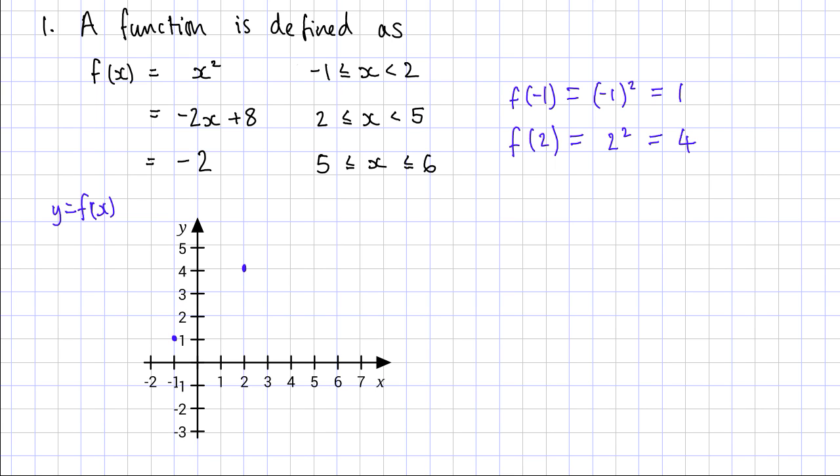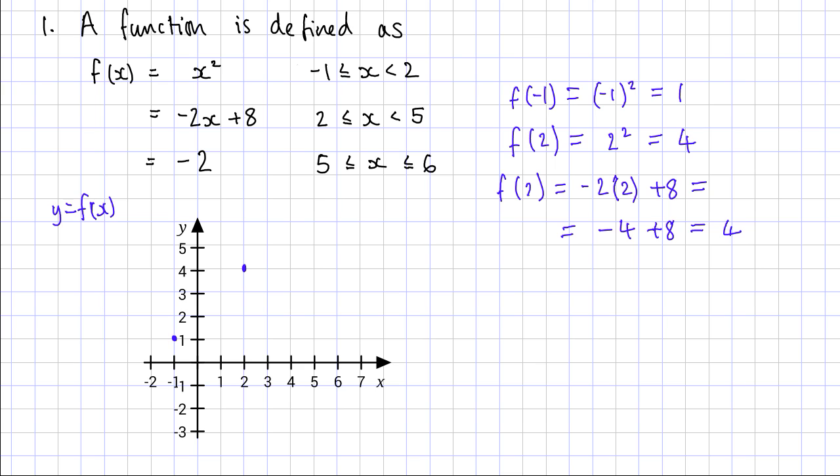Also what you will notice in this function is that if I was to actually input 2, I would be using this. So let's try and see what that gives us. If I actually input 2 in my function, I should be using -2 times 2 plus 8. This is just equal to -4 plus 8, and that's equal to 4. So I actually get the same point. I get the point (2, 4).